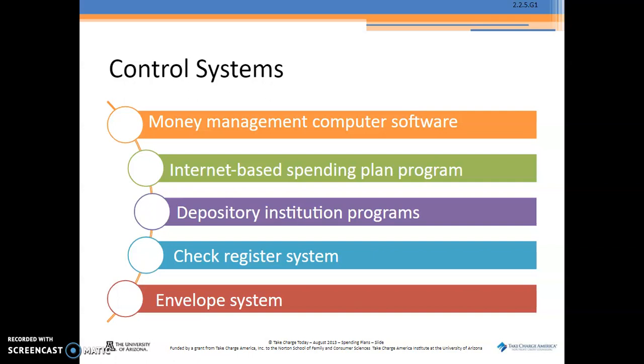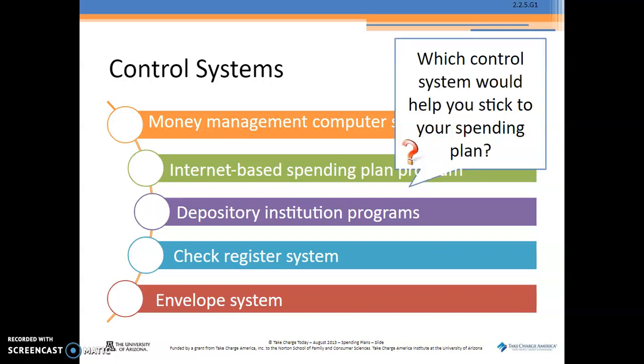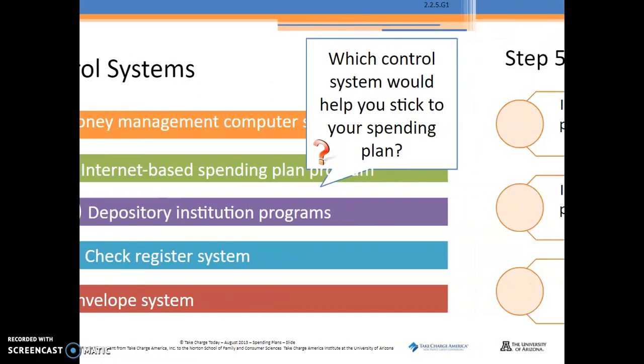Most often than not, as we evolve in our technological needs and our technological processes that we use in order to go through daily life, we are probably going to move more towards an automated system. But maybe not. Everybody is different. Sometimes a paper and pencil works just fine for others as well. Which control system would help you stick to your spending plan? Amongst the ones that are listed here, there are also others.